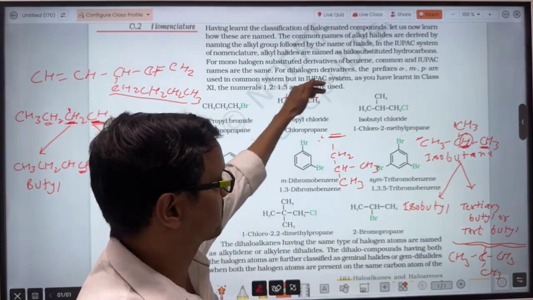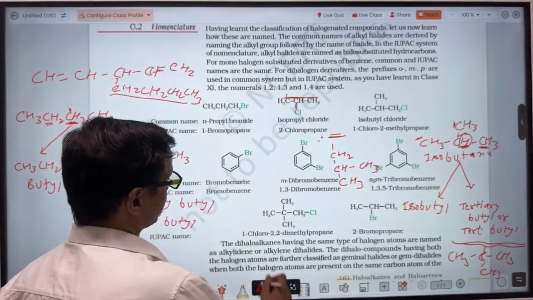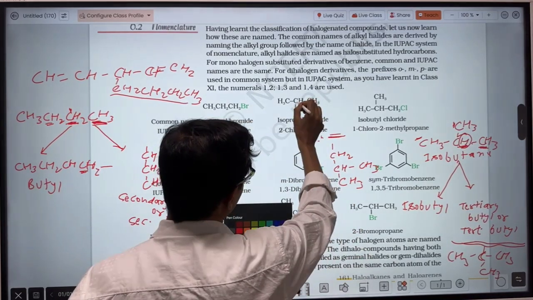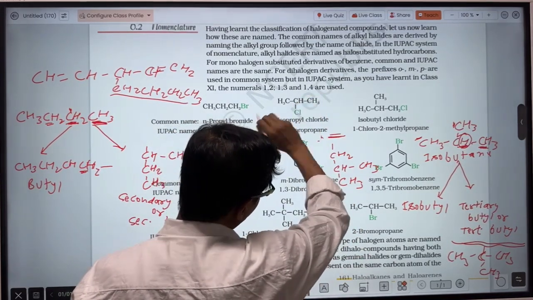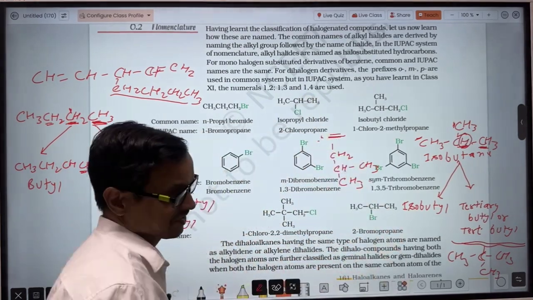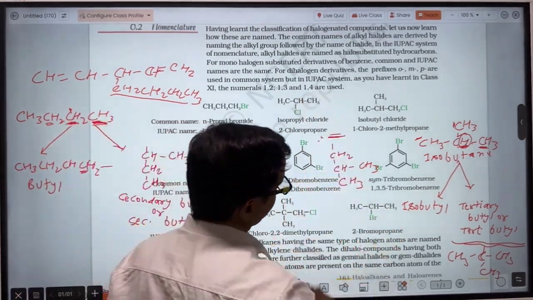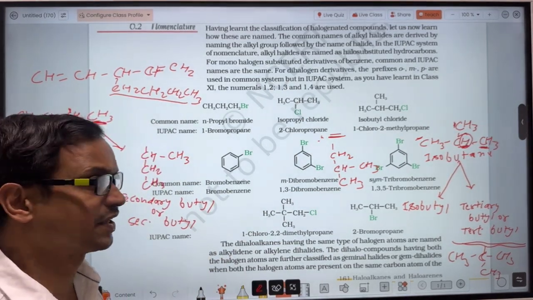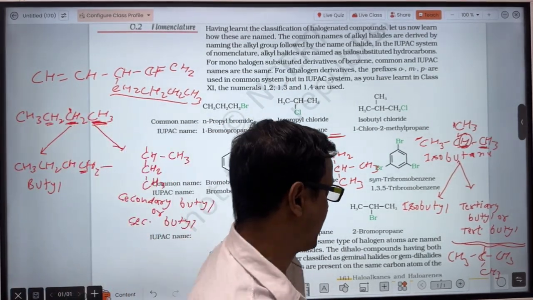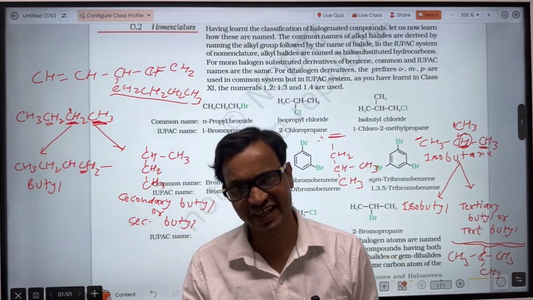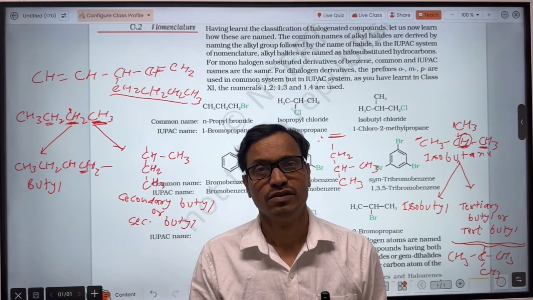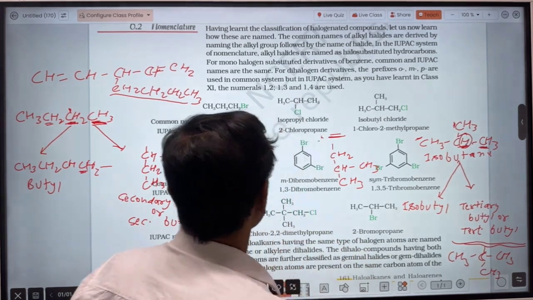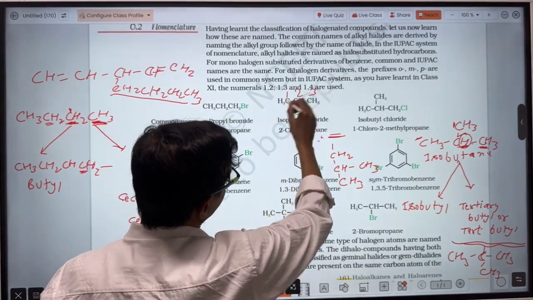So main chain is this one, and here the carbon is attached to this carbon. So you will have to include this carbon atom in the main chain. After selection of the chain, you will have to do the numbering in such a way that the functional group will acquire the lowest position.